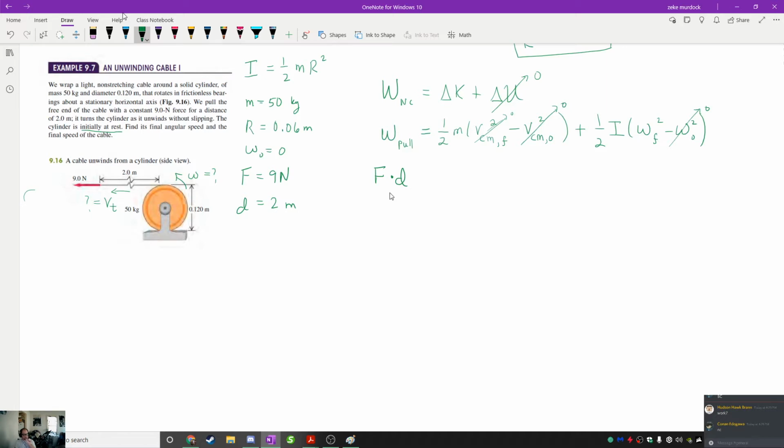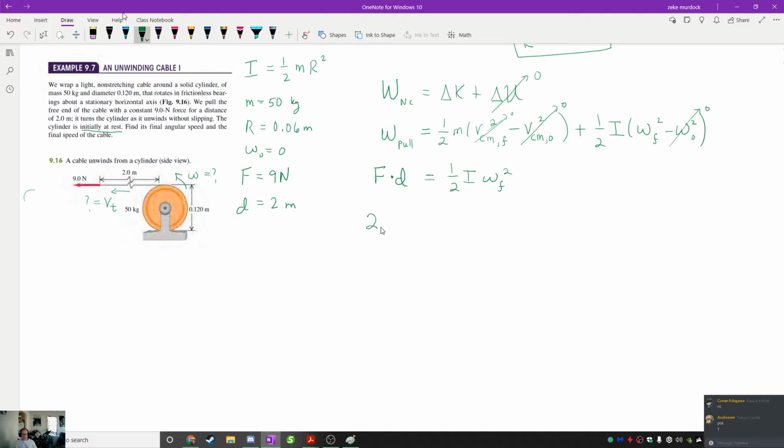Is this going to be positive work or negative work? It's positive, yep. It's making the object speed up. It's increasing the energy of the system, so it's positive. And the displacement is to the left while the force is to the left, so they're pointing in the same direction. So there we go.